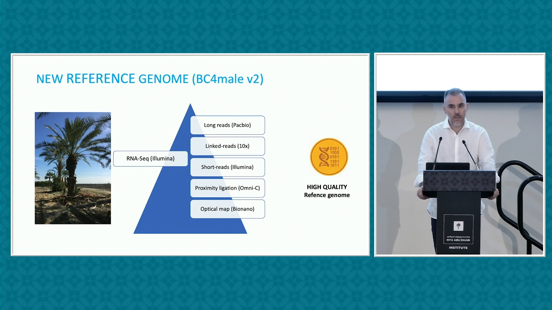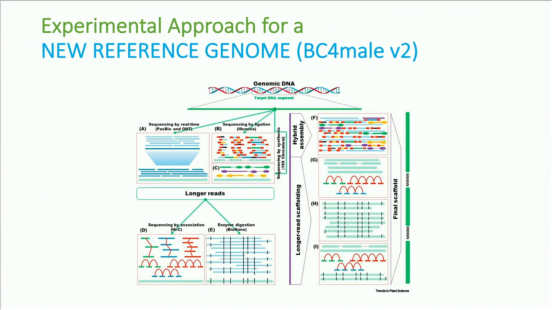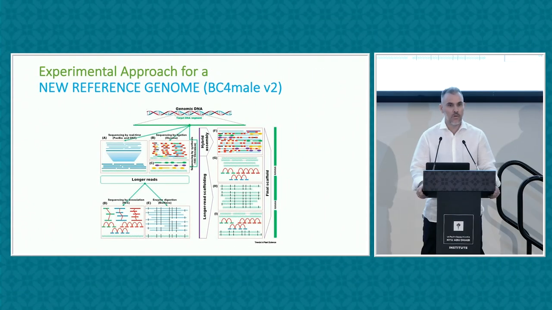to construct optical maps for date palm. And in the end, all this data was assembled together, and we are right now in a situation where we are able to lift this genome up to a new version, making full use of all this data. We are delivering in the next months a new reference genome for date palm, with a very intensive and very optimized description of the genome content of date palm.